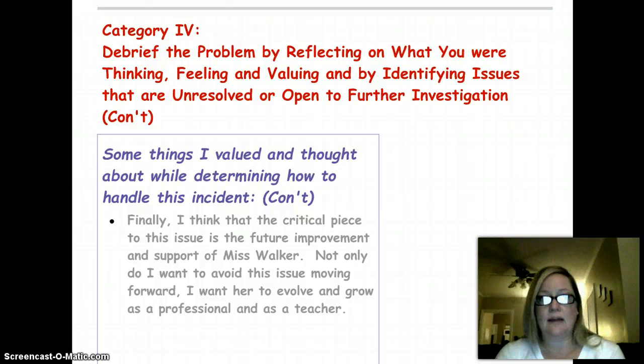Finally, I think that the critical piece to this issue is the future improvement and support of Ms. Walker. So not only do I want to avoid this issue again with her moving forward, I want her to evolve, learn, and grow as a professional and as a teacher. I want her to understand that we all make mistakes, and being involved in an incident like this is really where we have our opportunity to learn and to grow and to be able to change our practice. And so I want her to understand that she's supported, but that moving forward, we want to avoid this happening again.